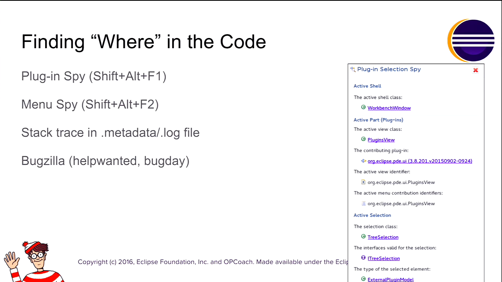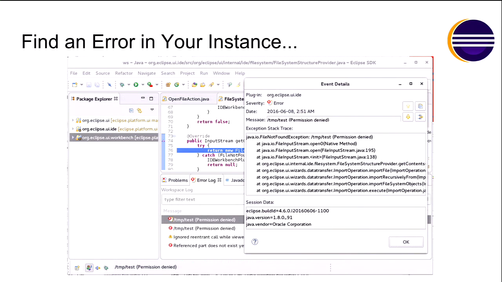There's also a menu spy. If you hit Shift-Alt-F2 and then select a menu, it will pop up a dialog describing where that menu item is implemented and what happens, like what command gets invoked when you click that menu item. It'll help you hunt down the code for that and get started.